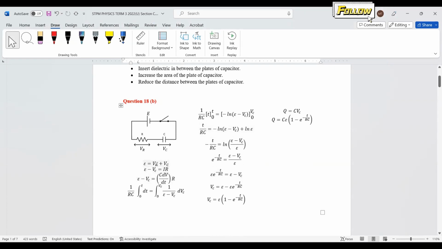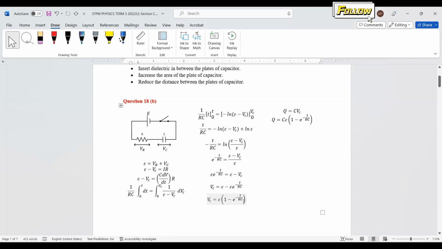First we have VR equal to IR, and VC maintained, since we want to get the potential difference across the capacitor first. Then we substitute the I as C dV/dt, as what we have learned before, and then we perform the integrations. Then you rearrange all the formulas given, and in the end, you can get the voltage across the capacitor is the EMF multiplied by 1 minus e to the power of negative t over RC.